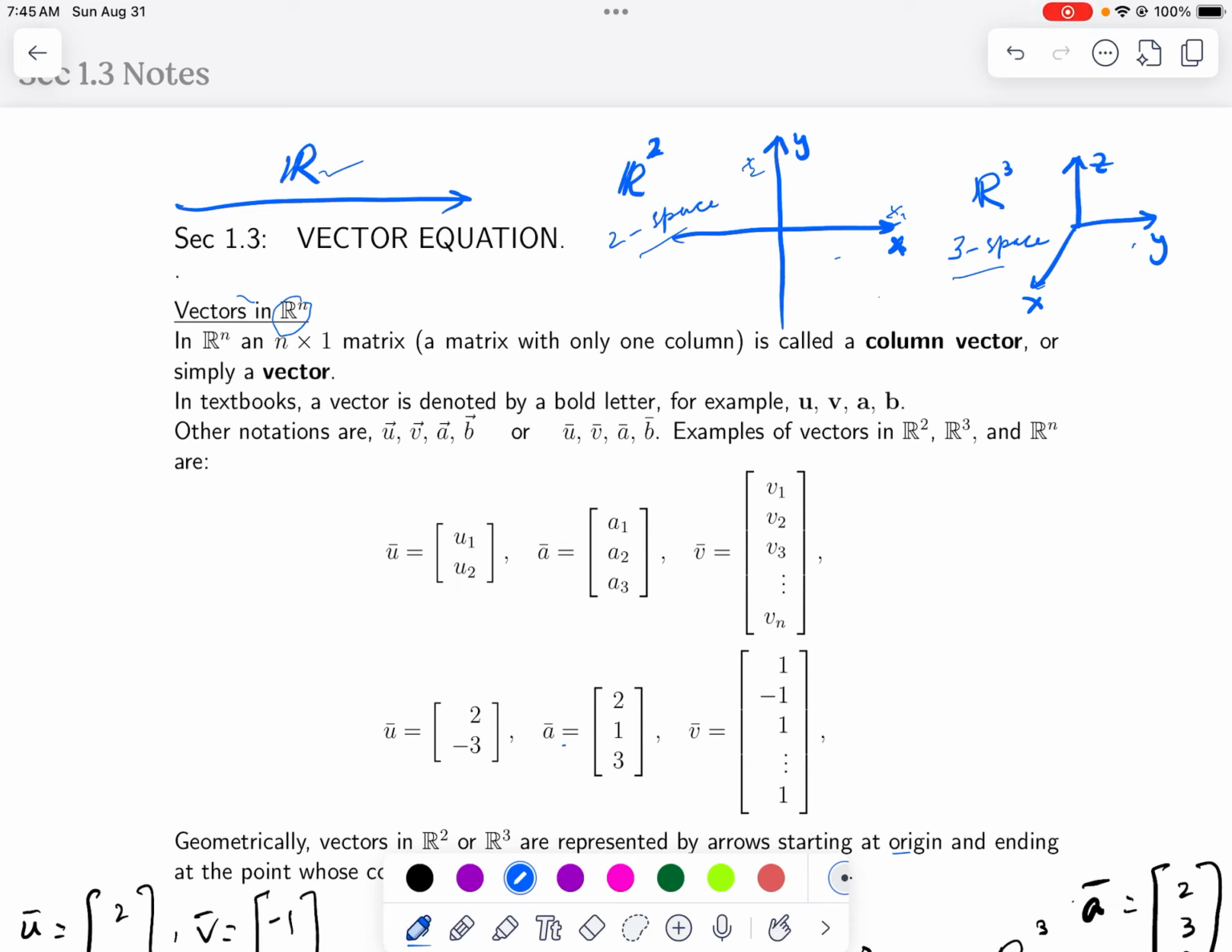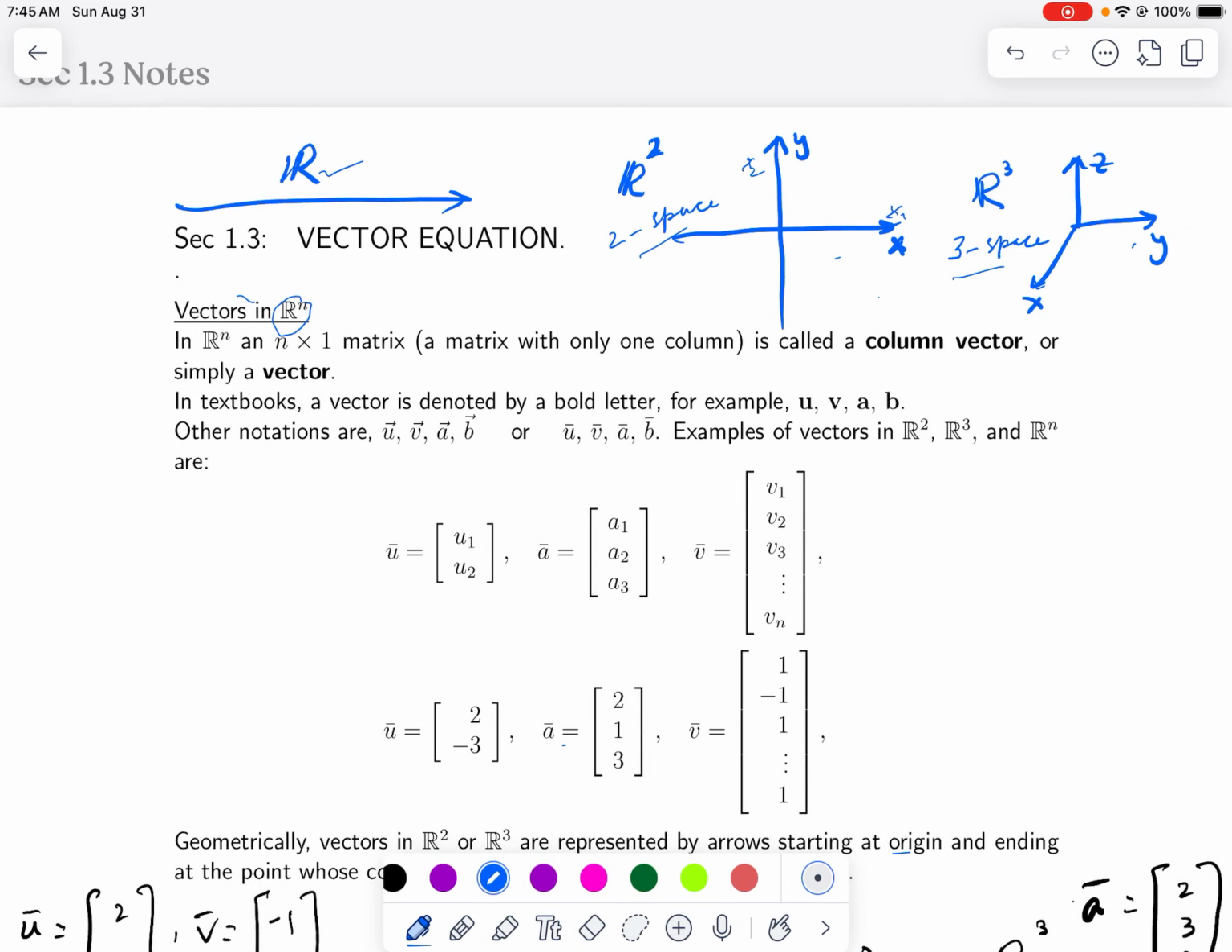Now remember, we cannot draw, sketch or visualize spaces bigger than R3 because our universe is only three-dimensional. But we have problems which could be multi-dimensional, more than three dimensions. So we are discussing this theory of vectors.